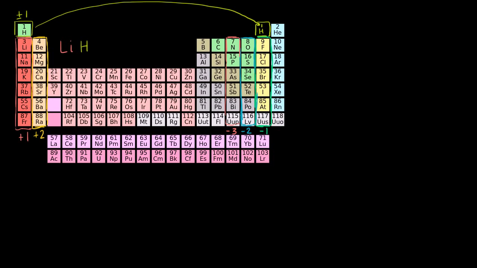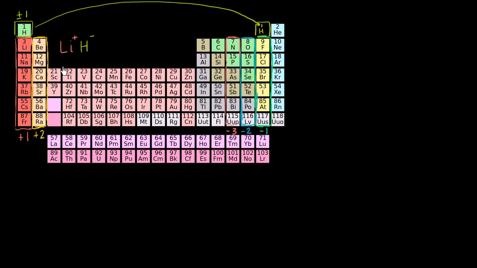So the oxidation state on the lithium here is a +1, and the oxidation state on the hydrogen here is a -1. So just to once again, I really want to make sure we get the notation. Lithium has been oxidized by the hydrogen. Hydrogen has been reduced by the lithium.